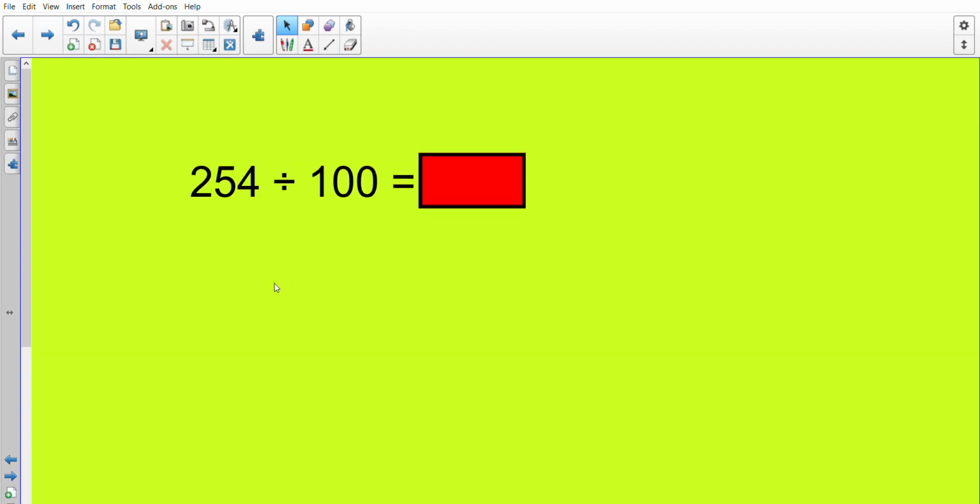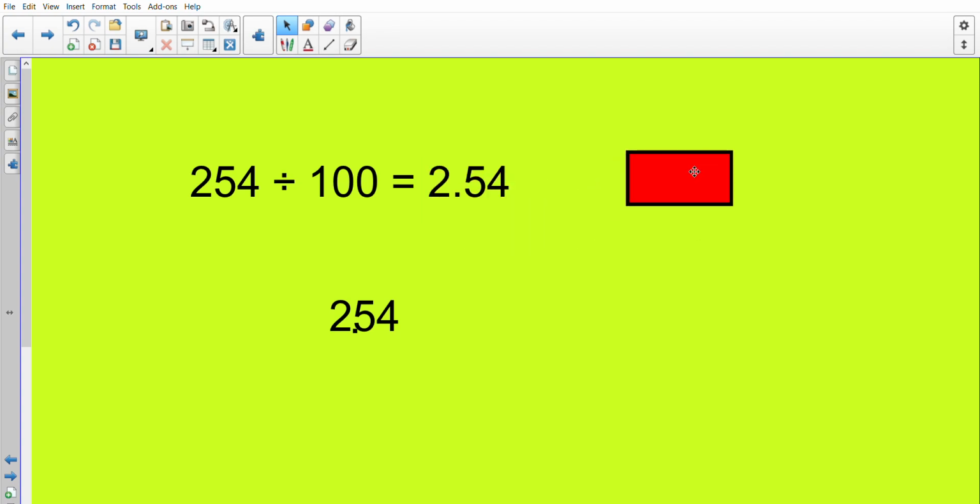Let's try this one. We've got a large number here, so 254 divided by 100. So let's put our decimal point. Again, we can estimate, well, 200 divided by 100 is 2, so it's going to be probably 2 point something. Let's have a look. So 1 place to the right, 2 places to the right, and we get 2.54.